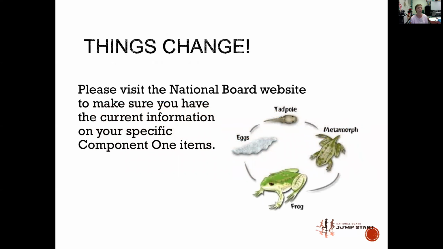All right, things change. If you've already been to the National Board website and you've looked at the Component 1 directions, go back and look again before you go, because sometimes things change on the National Board website, and they will tell you that. Everything is subject to change. So you need to make sure that you have the most current information about your Component 1 items.